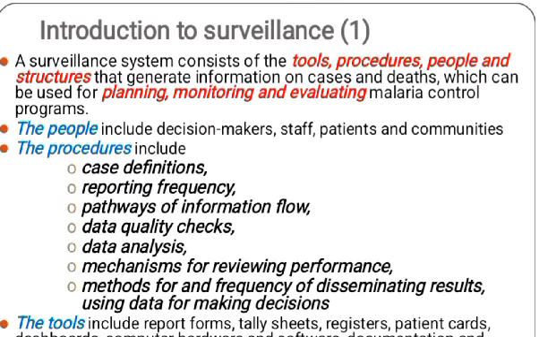Introduction to surveillance. A surveillance system consists of the tools, procedures, people, and structures that generate information on cases and disease, which can be used for planning, monitoring, and evaluating malaria control programs. The people include decision makers, staff, patients, and communities.